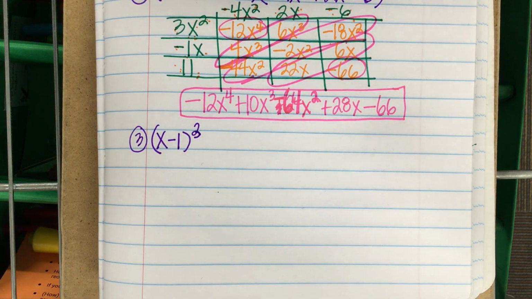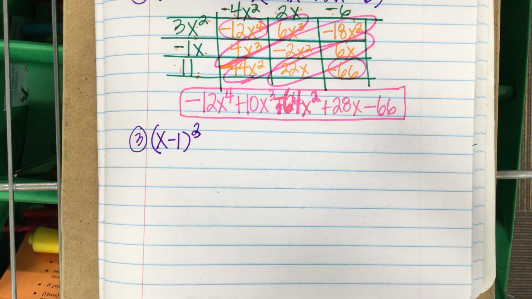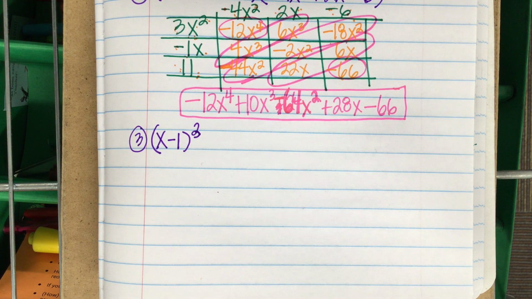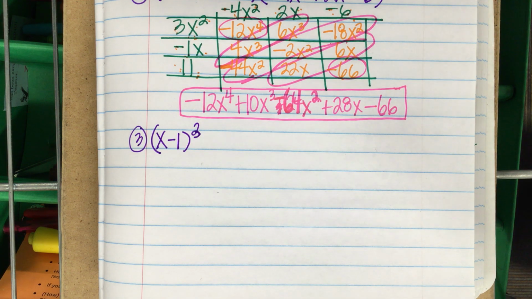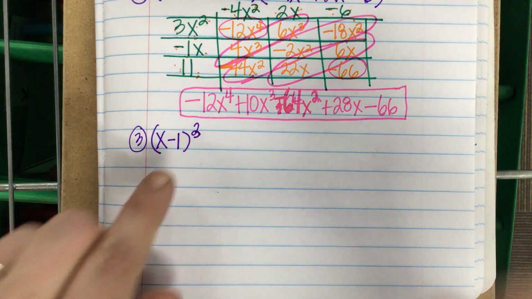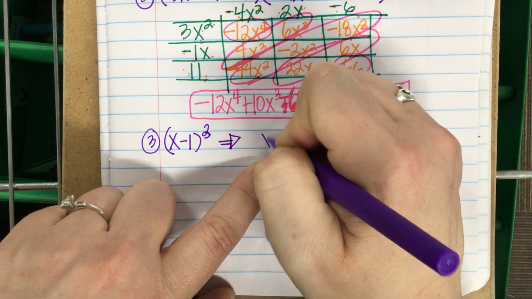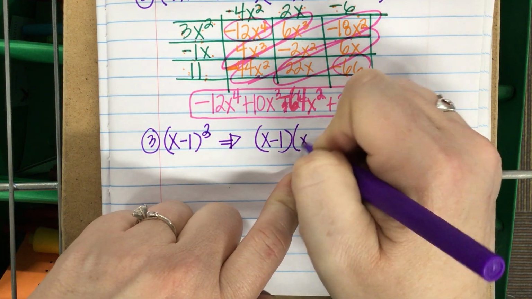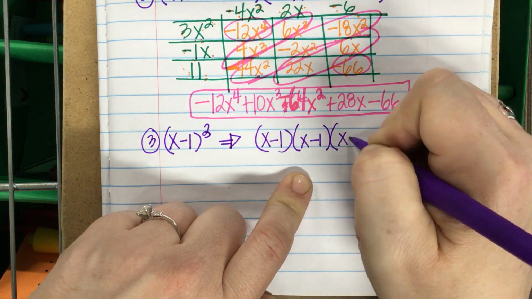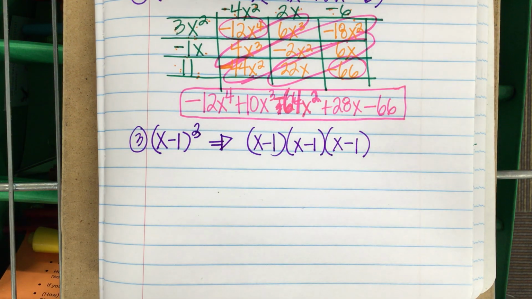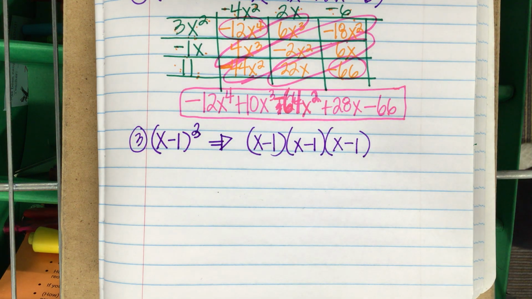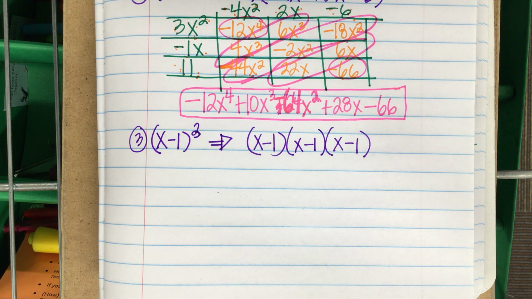All right, what do you think about this one? x minus 1 cubed. What do you think I'm going to tell you? When in doubt, write it out. This actually means x minus 1, x minus 1, x minus 1, correct? We cannot make a 3D grid. You cannot have a 3 by 3 or a 2 by 2 by 2. It's not a cube.